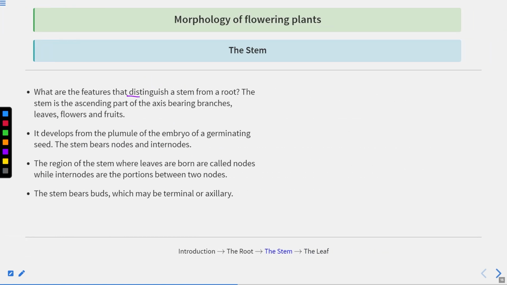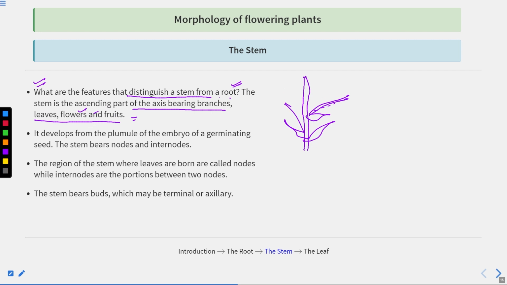What are the features that distinguish stem from a root? There are many different features that you can distinguish; the stem has different features and the root has different features. Some of the features: the stem is the ascending part of the axis, bearing branches, leaves, flowers and fruit. The stem is growing upward, and it bears leaves and branches. Sometimes it bears flowers and sometimes it also bears fruits. This is the flower, this is the branches. So this you see in the case of the shoot.